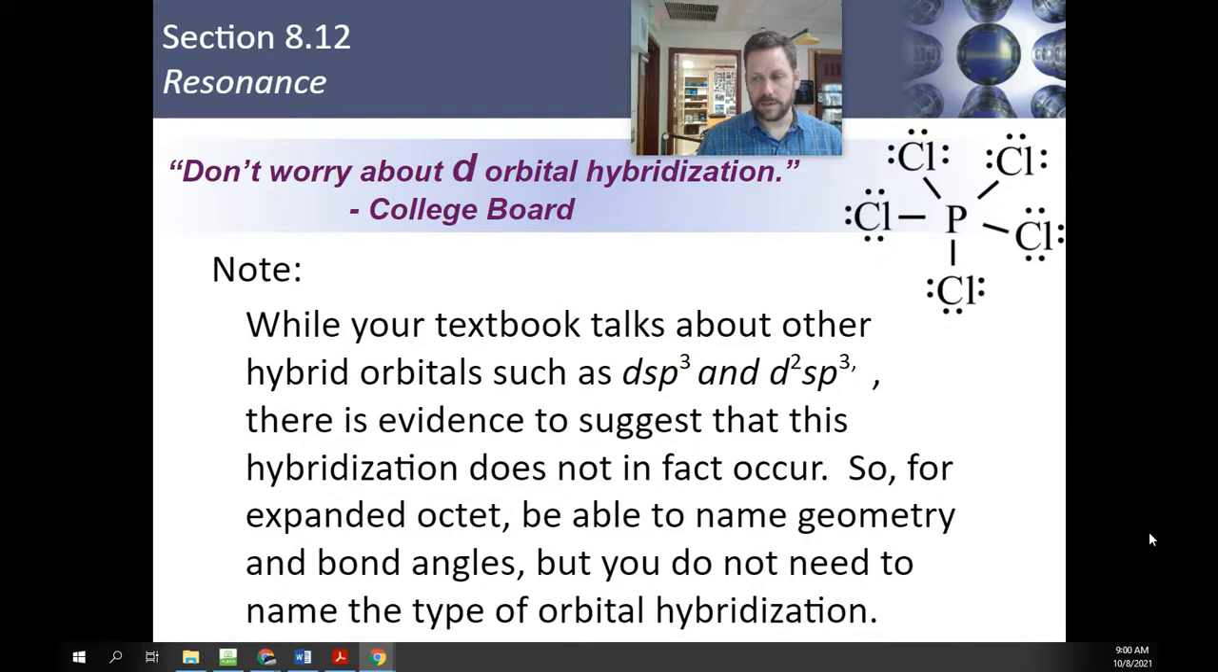about d orbital hybridization. Although it should make sense, if we have 5 domains around the central atom, then another orbital must have been involved, not just the s and the 3 p's, but a d as well. And if we have 6 domains, then it must be 2 d orbitals as well as all the others which were involved. You don't need to worry about naming the orbital hybridization in an expanded octet. We do need to know about those geometries, but we don't need to name the hybridization.